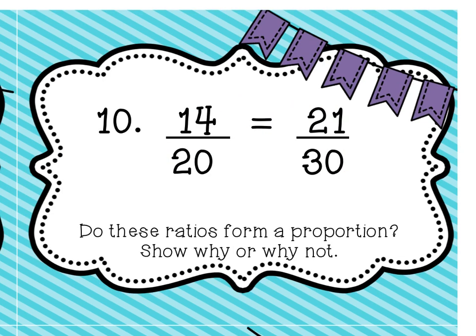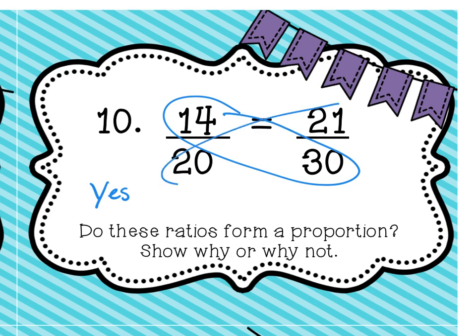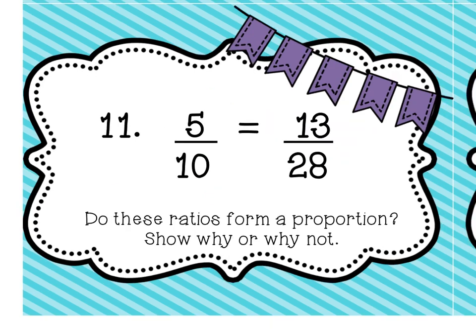Number 10, do these ratios form a proportion? Show why or why not. Yes, these ratios are a proportion, and that's because their cross products are the same. 420 equals 420. Number 11.